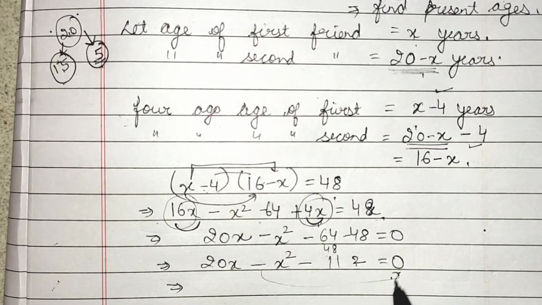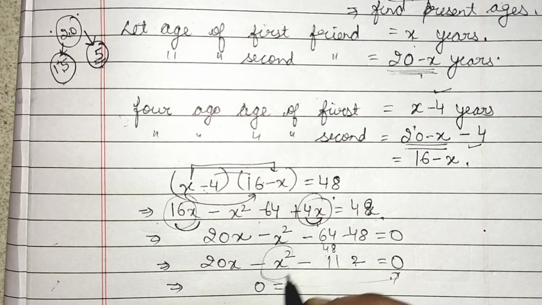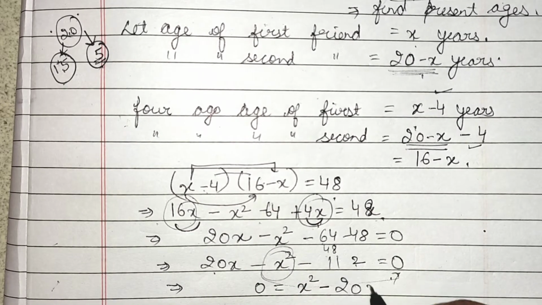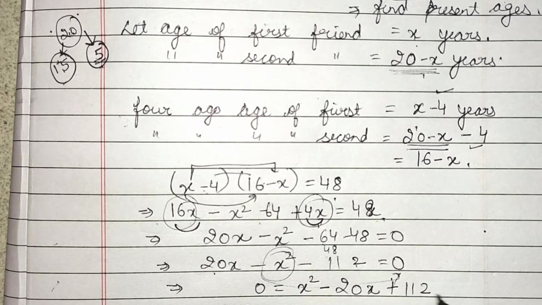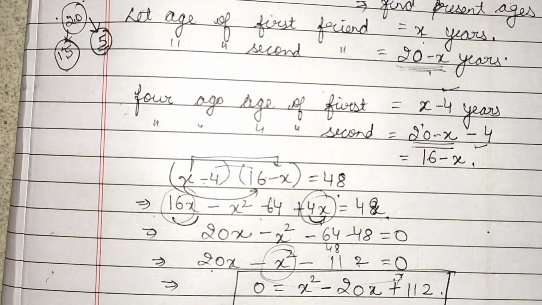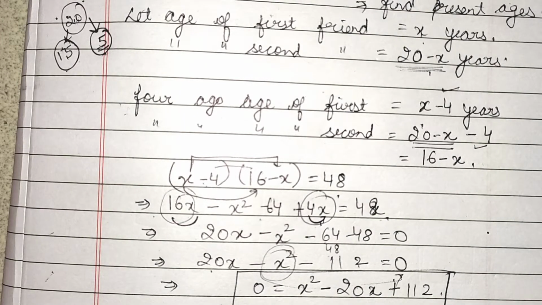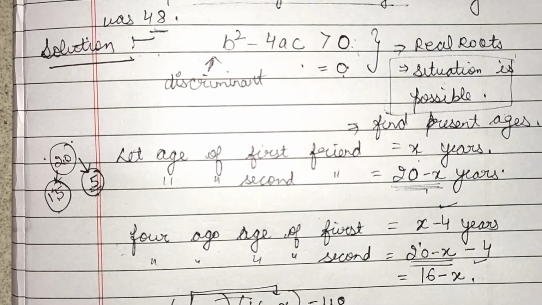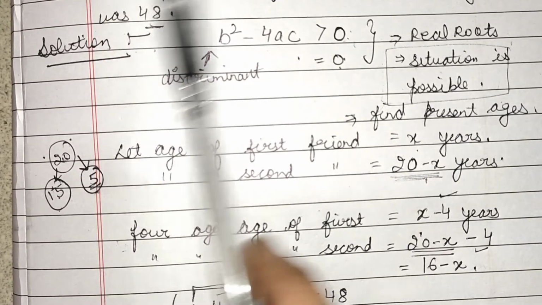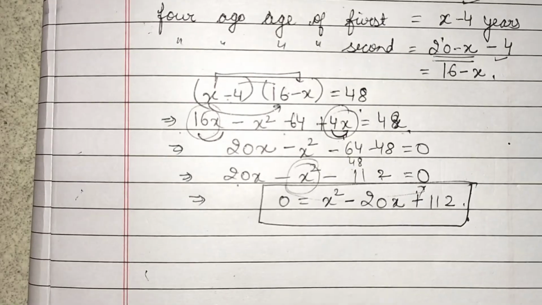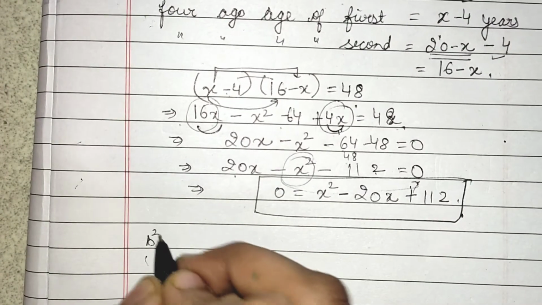Now I will take everything to the right hand side so that my x square coefficient becomes positive. So x square minus 20x plus 112 is equal to 0. This is my quadratic equation. Now I have to find out whether my b square minus 4ac is greater than 0 or not. If it is greater than 0, then the condition given in the question is possible. So how will I find b square minus 4ac?